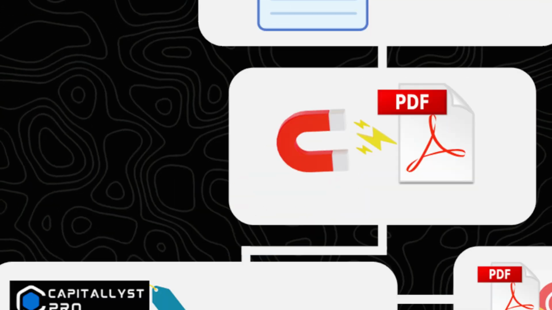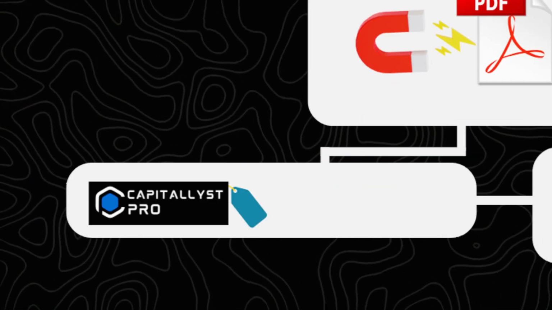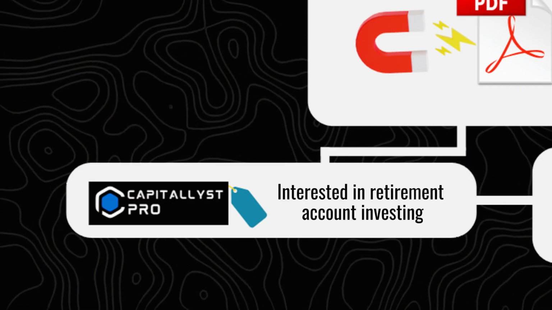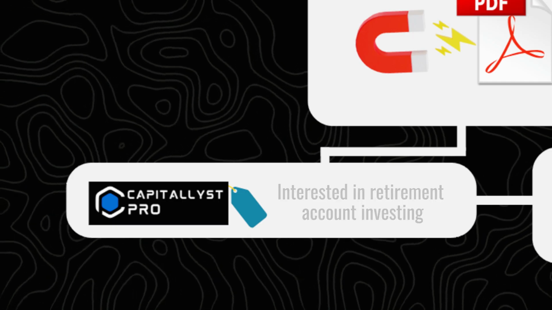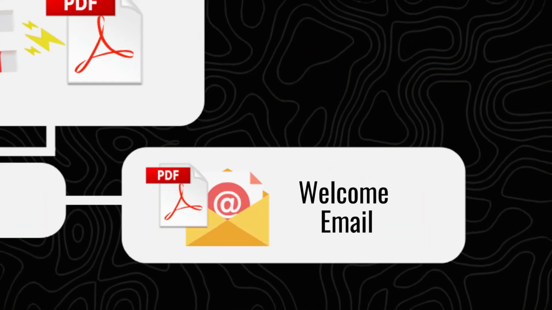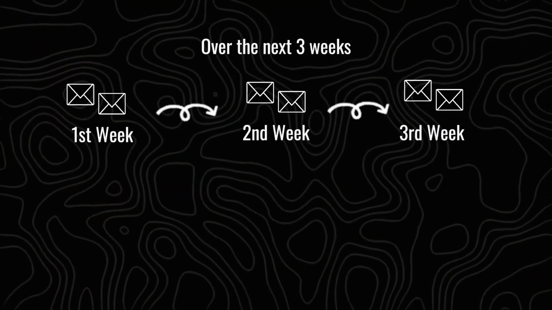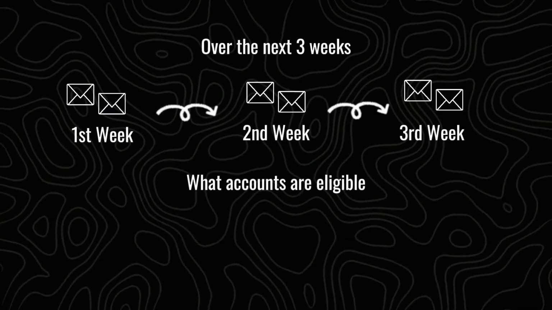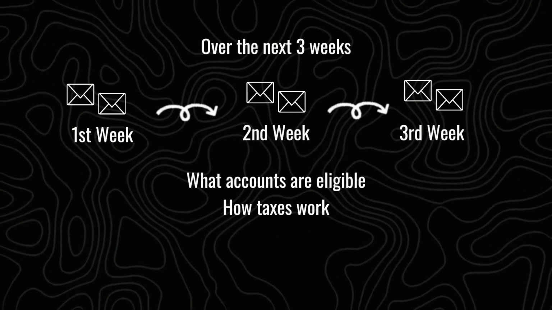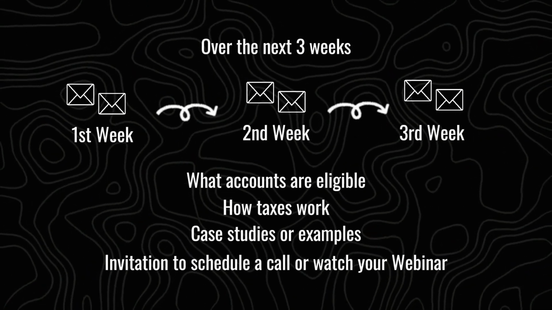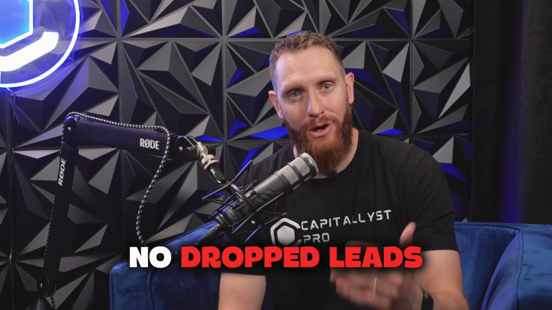With a properly set up workflow inside your CRM, this happens automatically. They get maybe tagged as interested in retirement account investing. The system sends them that PDF immediately with a friendly welcome email, right? Over the next 3 weeks, maybe they receive 2 educational emails per week about who qualifies, who's eligible, how do taxes even work, case studies or examples, eventually an invitation to maybe schedule a call with you or watch your webinar. All of that happens while you sleep, no manual steps, no dropped leads, just consistent nurturing that feels personal.